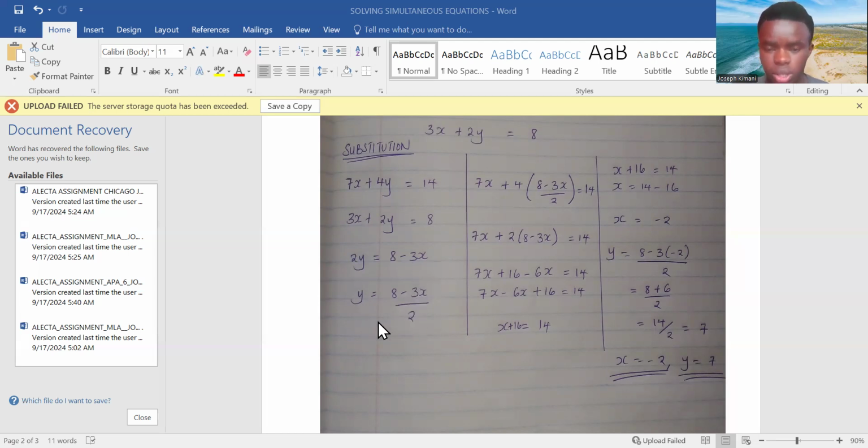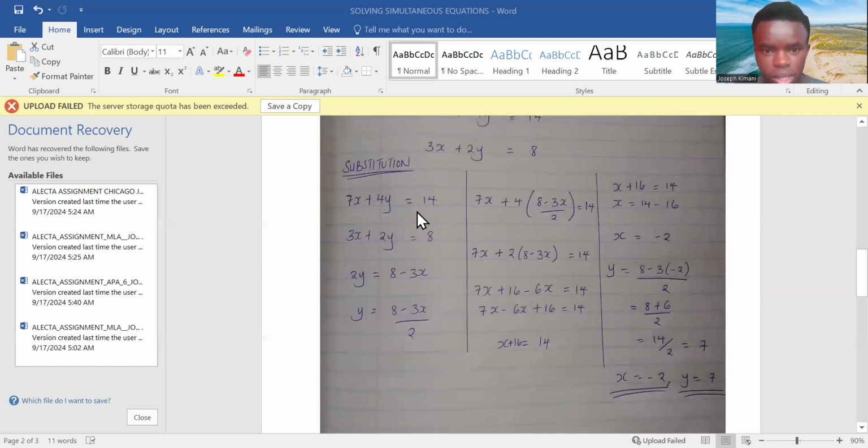Now, using this equation here, you can use it to find the value of x. How? Now, I'll take this value of y and substitute it in the first equation. Our first equation was 7x plus 4y equals 14. But now in this case, I won't put y here, because I have gotten another value of y, which is 8 minus 3x over 2. So I'm going to be using this value where I find y. So wherever there is y, I substitute it with 8 minus 3x divided by 2. So in this case, it's 7x plus 4 into 8 minus 3x divided by 2, which is the value of y here, equals 14.